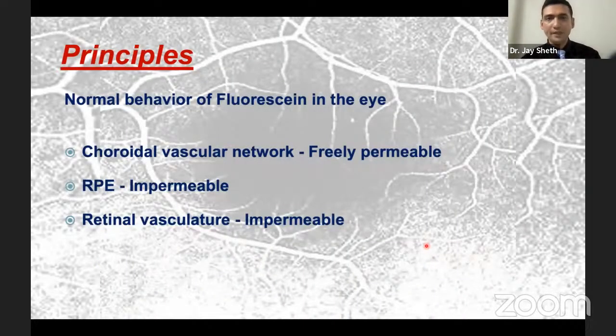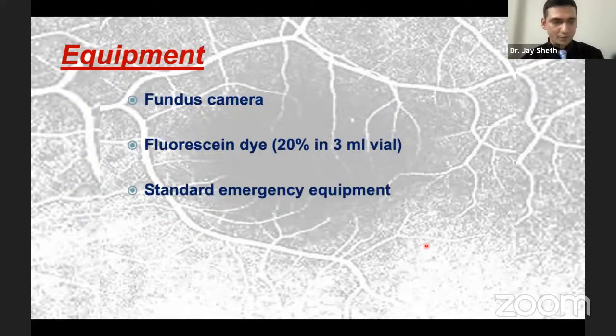So what is the principle? What is the normal behavior of fluorescein in the eye? If we look at the morphology of the posterior segment, there are three primary anatomical structures. One is the choroidal vasculature. The choroidal vasculature has fenestrated capillaries, so it freely leaks the fluorescein dye. The second barrier is the retinal pigment epithelium, which is impermeable to the dye. And the third is the normal retinal vasculature, which is also impermeable because of the presence of the blood retinal barrier.